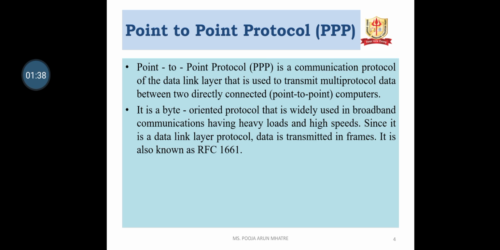A point-to-point protocol is a communication protocol of the data link layer that is used to transmit multi-protocol data between two directly connected computers. It is a byte-oriented protocol that is widely used in broadband communication having heavy loads and high speeds. Since it is a data link layer protocol, data is transmitted in frames, and it is also known as RFC 1661.